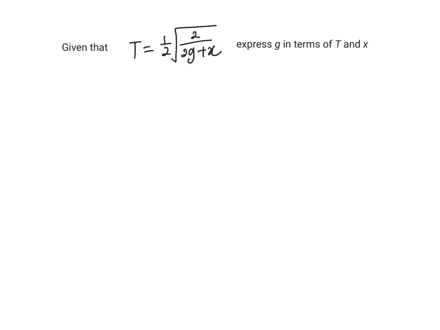Now, given the following, we will need to express g in terms of t and x. You notice that g is the closest to 2, and then next followed by x, and then followed by the fraction 2, the square root, and the outermost is actually the half. So in this case, we will need to try to get rid of the fraction half first. So how to get rid of half? We will multiply by 2, and we will get 2t equals square root of 2 over 2g plus x.